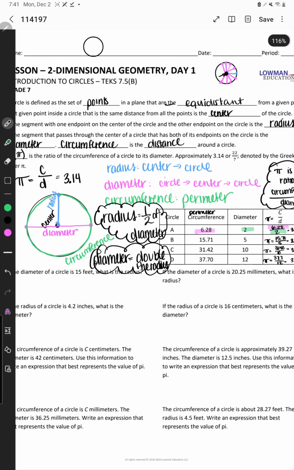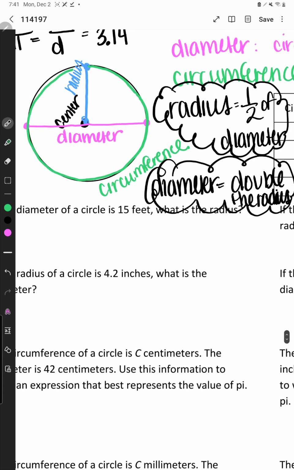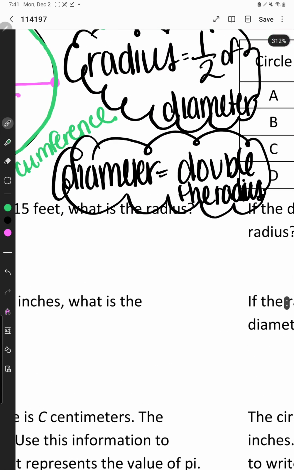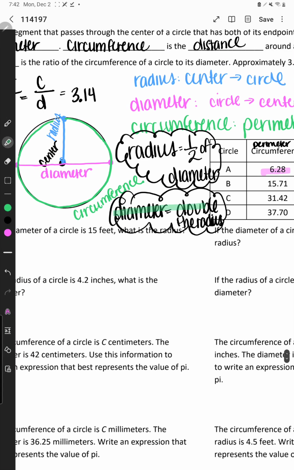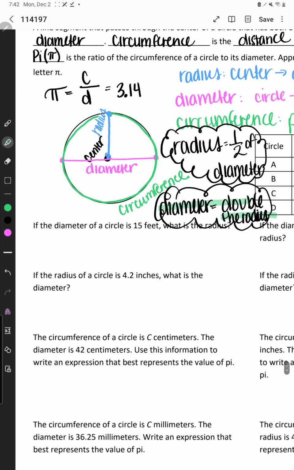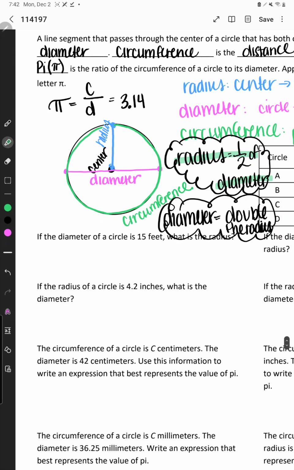All right, moving on. We have the next one. It says, if the diameter of the circle is 15 feet, what is the radius? Okay, so that is talking about diameter and radius. And the relationship that we talked about there is that the diameter is double the radius. Or if we're looking for radius, the radius is half of the diameter. So what I would do is to go from diameter to radius, I just divide by 2, which would give me 7.5.